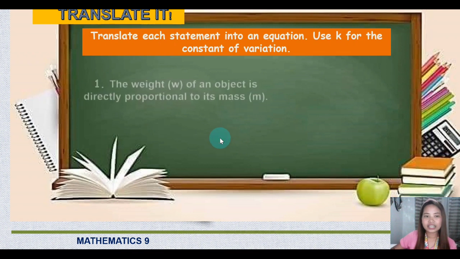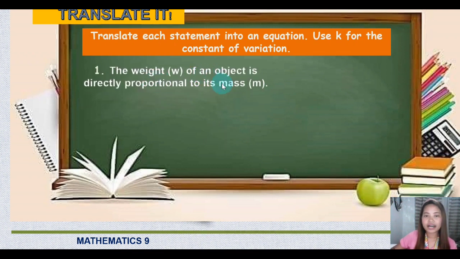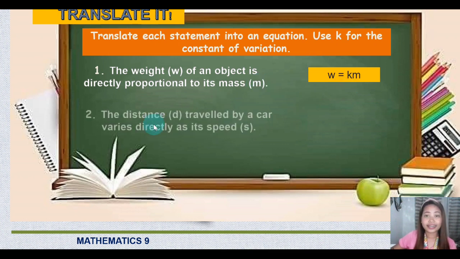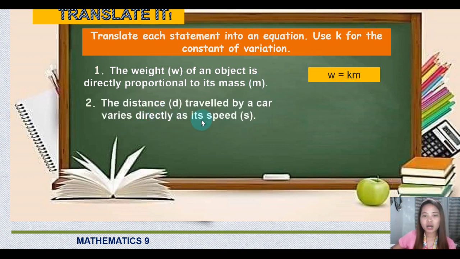Okay, next, another example. The weight of an object is directly proportional to its mass. If you are going to translate it into a mathematical equation, it will become W is equal to km. W is for weight and m is for mass. Next, the distance traveled by the car varies directly as its speed. The variables here are d and s. So now, the answer will become d is equal to ks.